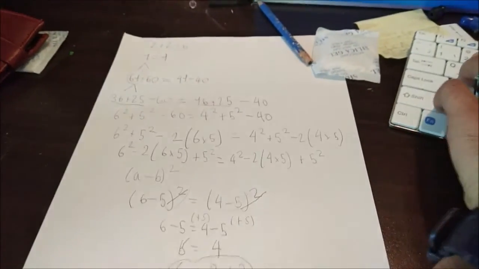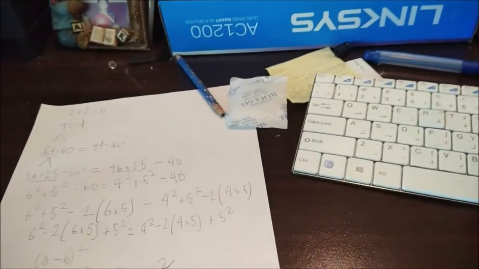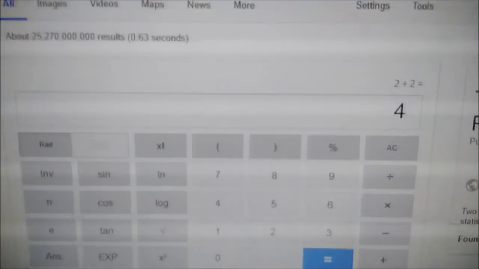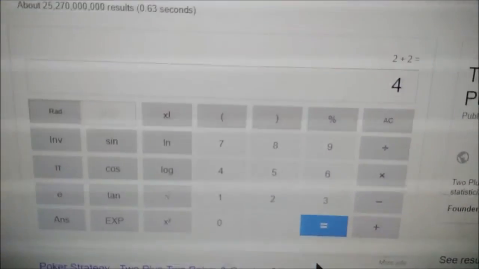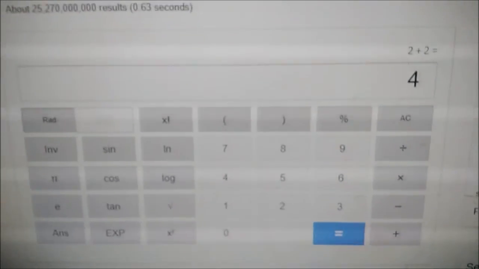And if you think, oh, the calculator says that 2 plus 2 is 4, well, the calculator is still out of date and not up to date with the new mathematical standards which prove this. But there you go, guys. I'm sorry if this video is too long, but I finally proved this.